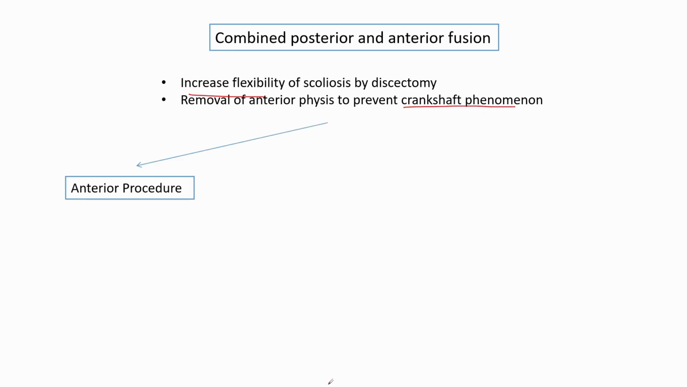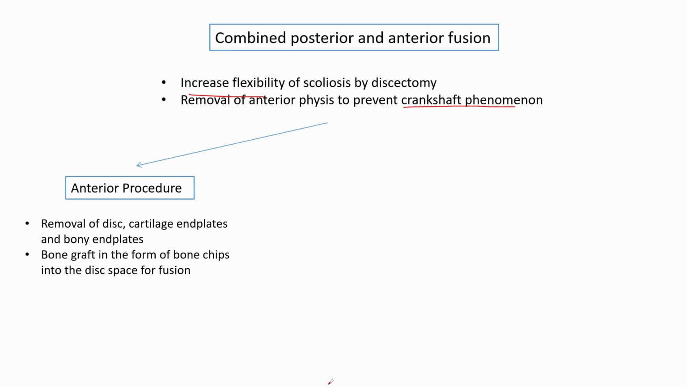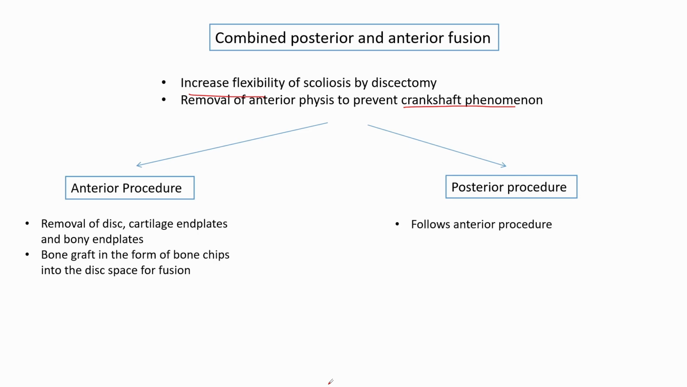The anterior procedure involves removal of the disc, cartilage end plates and bony end plates, and bone graft in the form of bone chips is placed into the disc space for fusion. The posterior procedure follows the anterior procedure and final correction with or without instrumentation is performed.